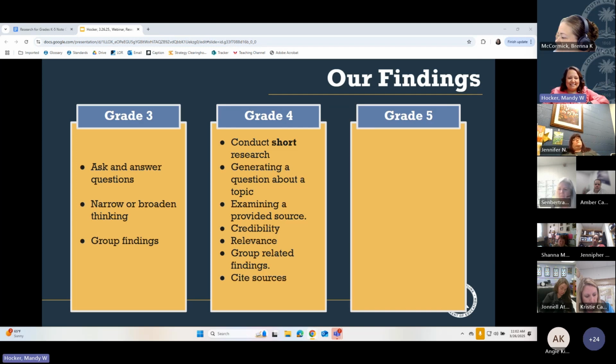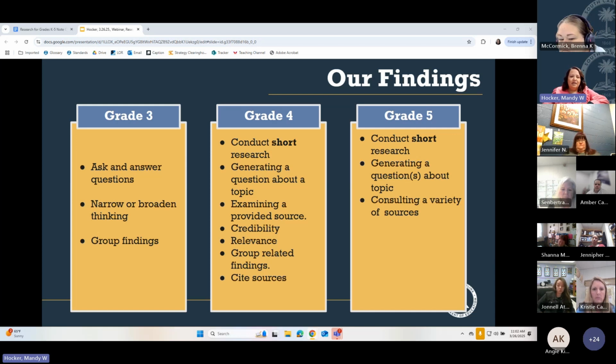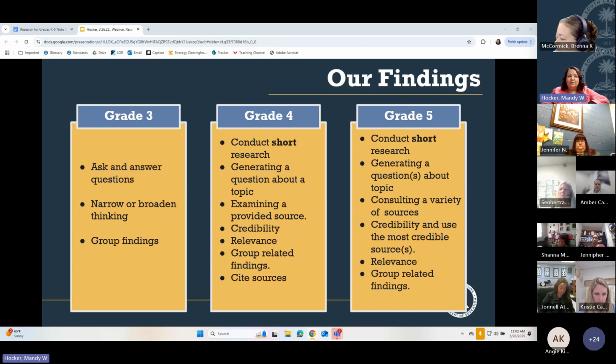All right, now let's take a look at fifth grade. Again, fifth grade language is very different from the K through 3 language. You're conducting short research, generating questions about a topic, consulting a variety of sources, and you explore credibility and use the most credible sources. We explore relevance, we group related findings, and we cite sources. A lot of expectations for fifth grade. Fifth grade, do you have anything to add from your needs and guarantees?